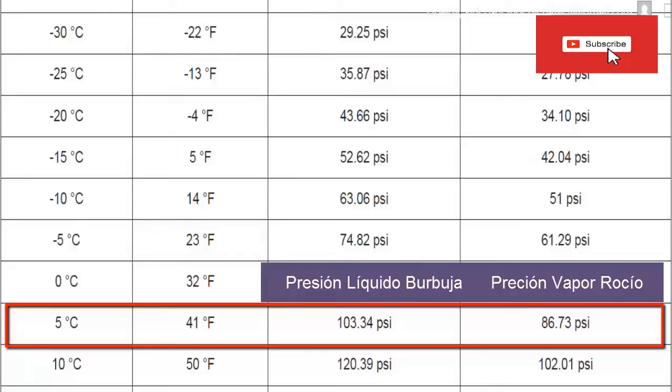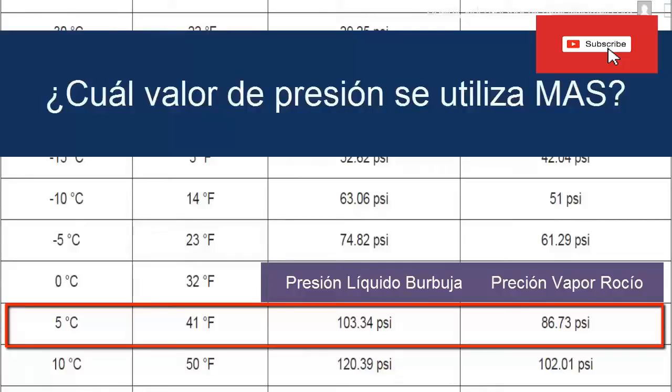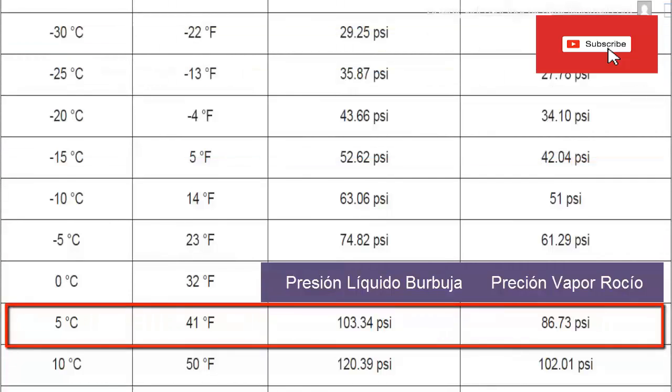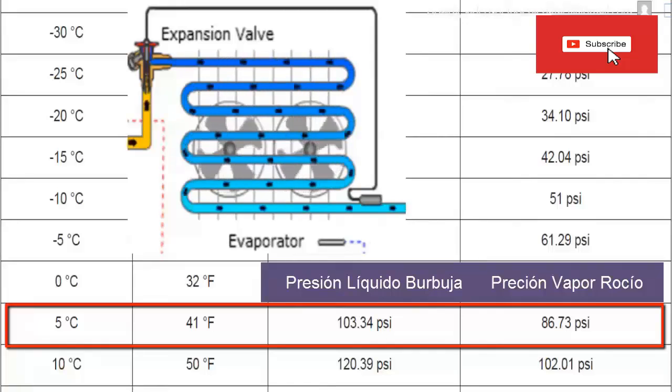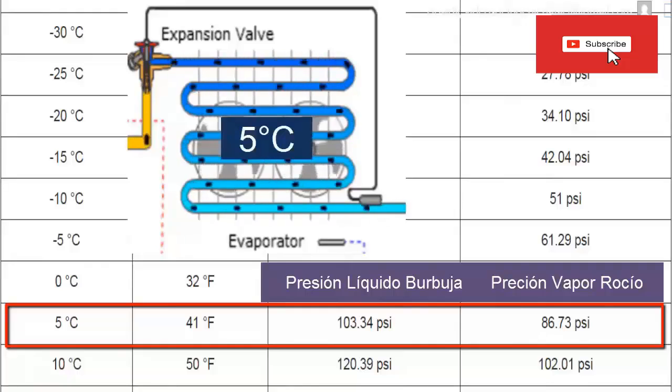So again, another question may arise: what pressure value is most recommended to work with? Well, in reality, it is more common to work with the dew pressure, that is, to reach the temperature only up to the outlet of the evaporator. However, at this point it is important to note that for 5 degrees Celsius, the bubble pressure is equal to 103.34 psi and the vapor or dew pressure is 86.73 psi. So, in case of working with an intermediate pressure within these two values, we would be very close to reaching 5 degrees Celsius, not at the inlet or outlet of the evaporator, but approximately in the middle of the evaporator.